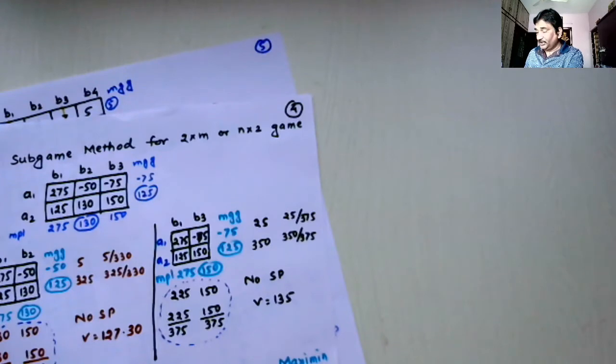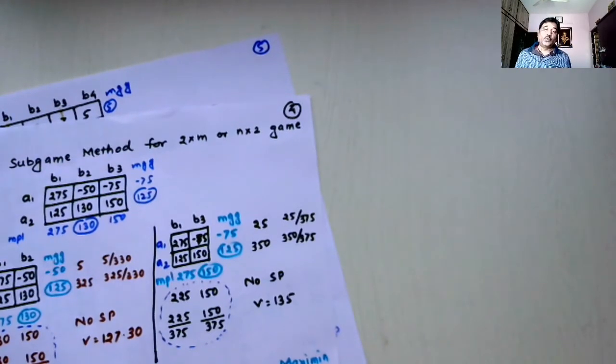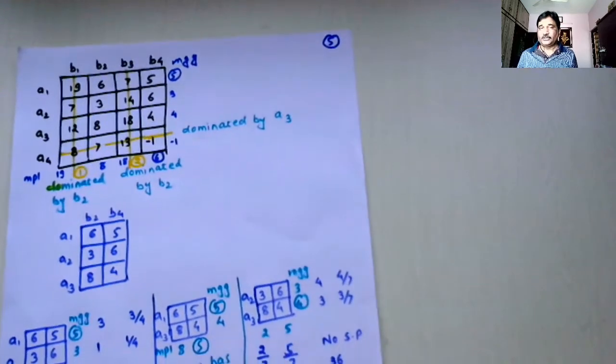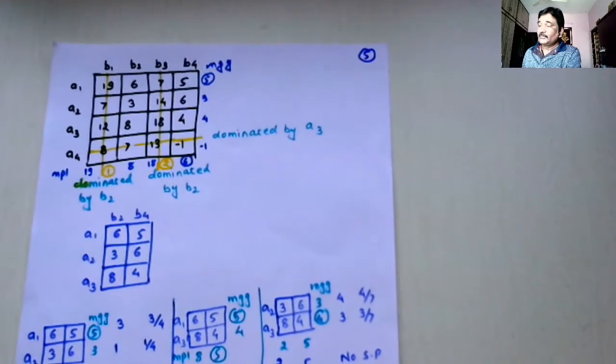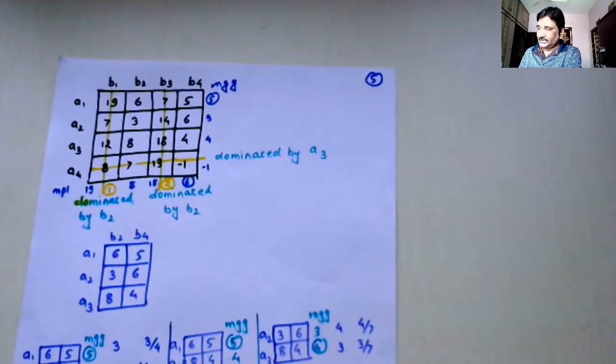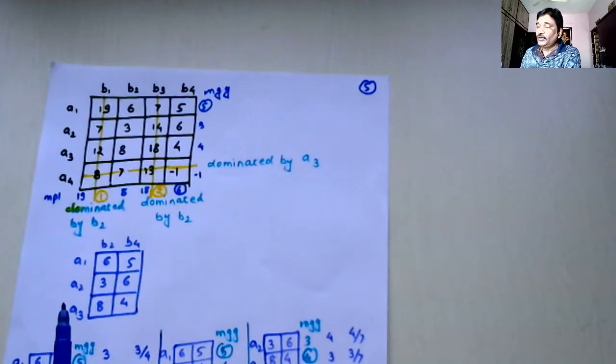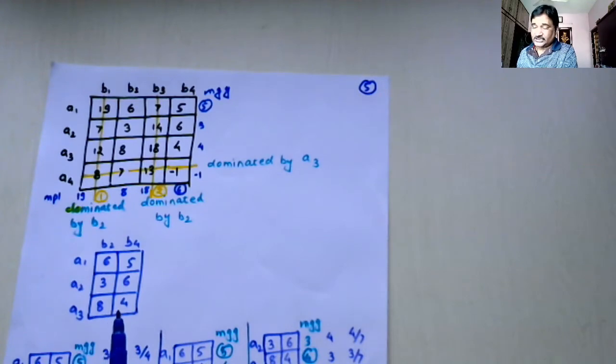That is the check. If this value falls outside that range, you are wrong. So upper bound and lower bound happen to be the guide for your answer. All right. So this game doesn't have a saddle point, but one thing is clear, that game value will come between 5 and 6. Now let us try reducing the game by dominance principle because it has not got solved, as maximin is not equal to minimax.